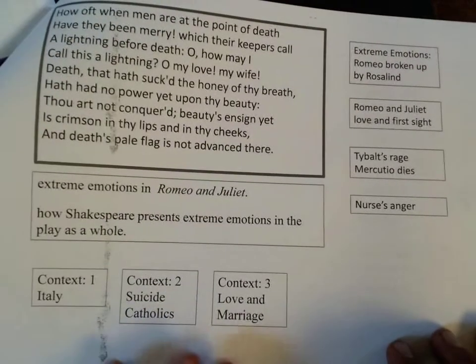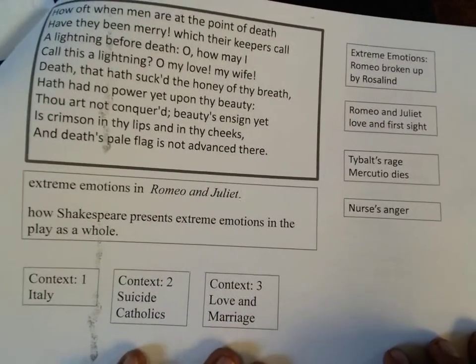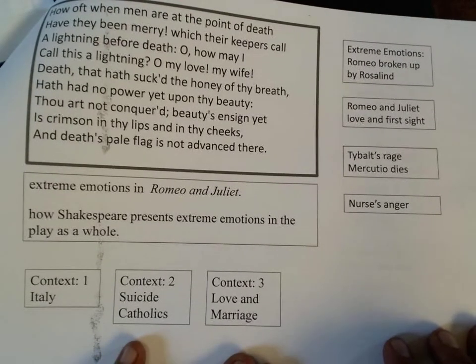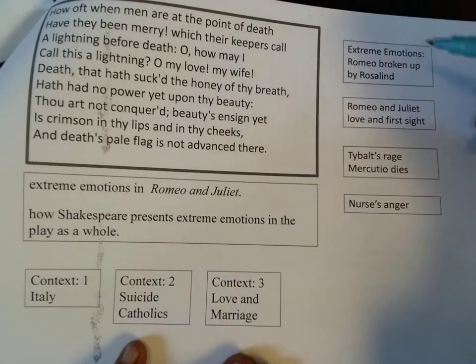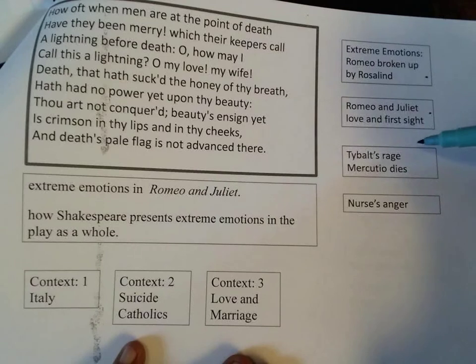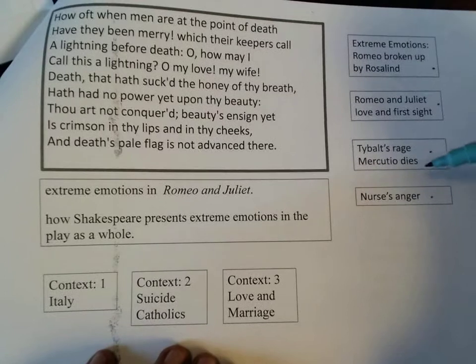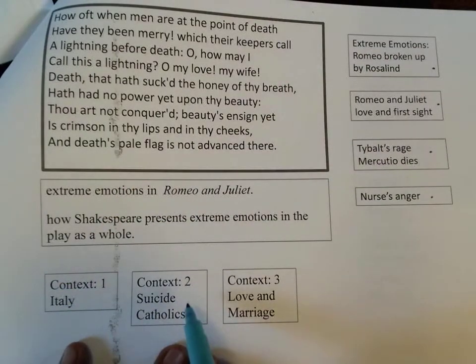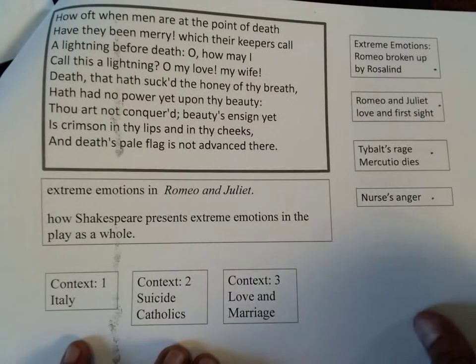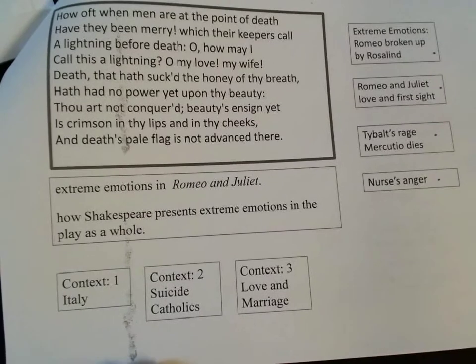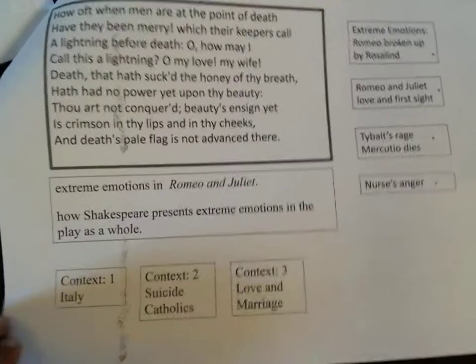Again, you're in the first 5 minutes of planning this. You have to plan this, you have to revise this so well that in your mind you're ready to go. For me, I see extreme emotions when Romeo broke up with Rosalind, when Romeo sees Juliet for the first time, Tybalt's rage, Mercutio's death, Nurse's anger. Those are just easy moments that come to my mind. When I think about context, I think about Italy, I think about the idea of suicide and religious attitudes towards suicide. I think about love and marriage at this time, and how love wasn't really an expectation of marriage. And these extreme emotions, while being entertaining, would seem maybe odd or extreme to the audience.